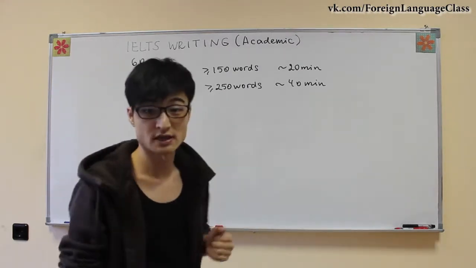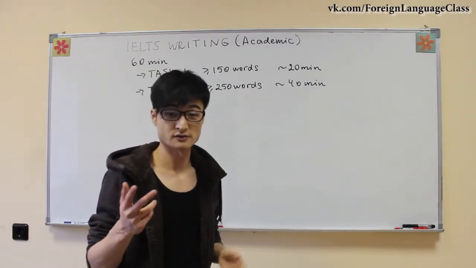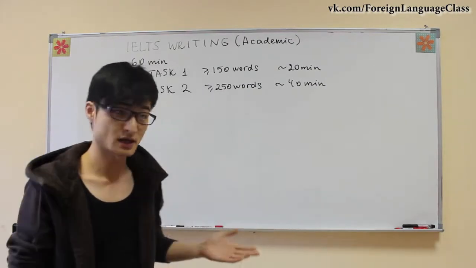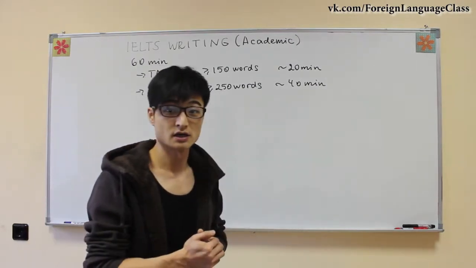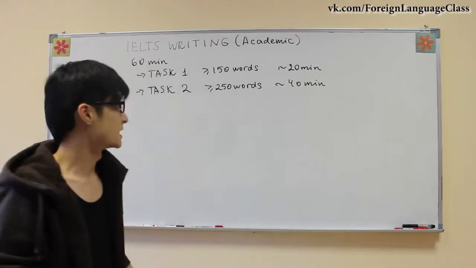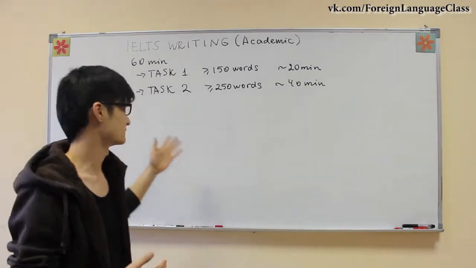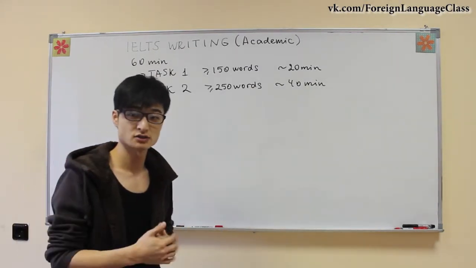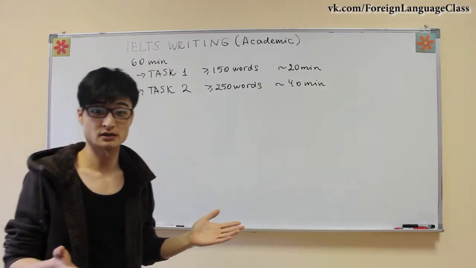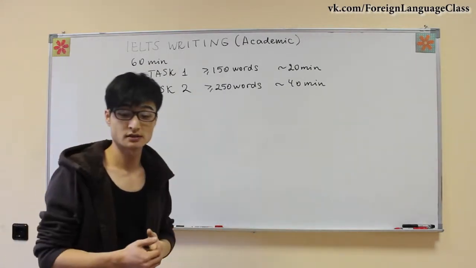The writing section of the IELTS. As you may know, the IELTS has two versions, the general and the academic. Today we are going to talk about the academic version of the IELTS, and as you also may know, you are given 60 minutes for the writing section, both in general and the academic versions, and you have two tasks, Task 1 and Task 2.